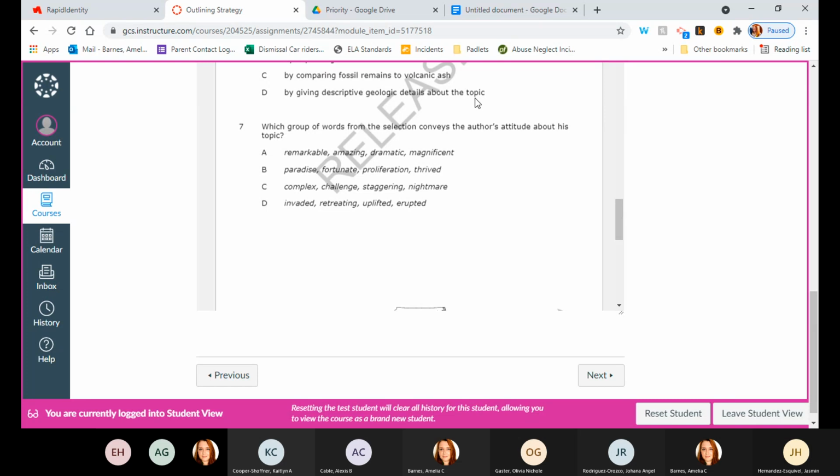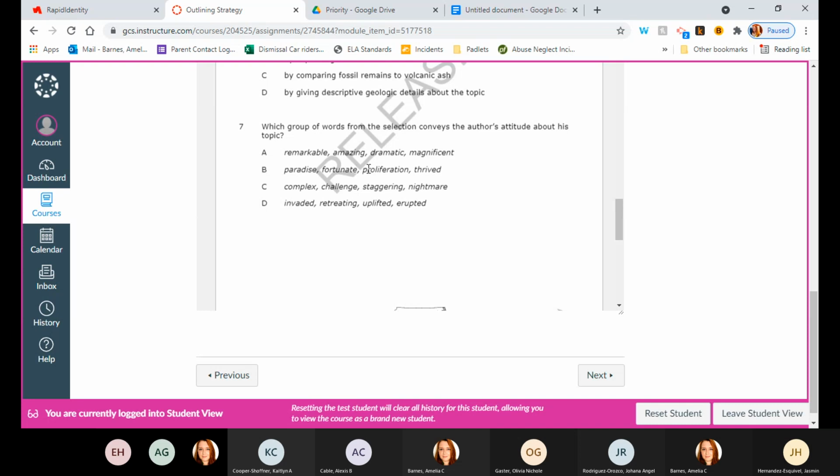It's interesting because it always changes. Okay. So interested, fascinated, all that. So let's look at our groups of words and see which of these groups of words seems most similar to that attitude. So A, remarkable, amazing, dramatic, magnificent. Is that a contender or no? Could that possibly be it? I think it's possible. Okay, so we'll keep it.